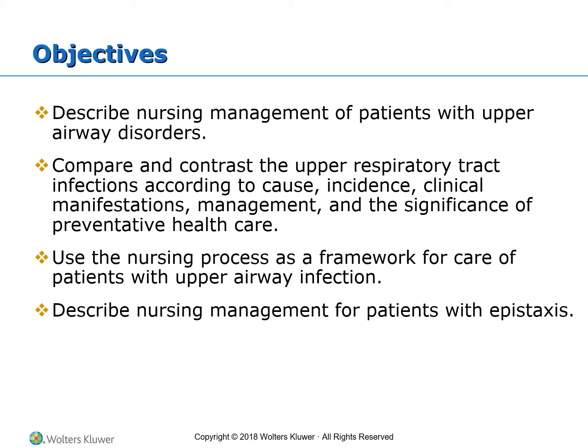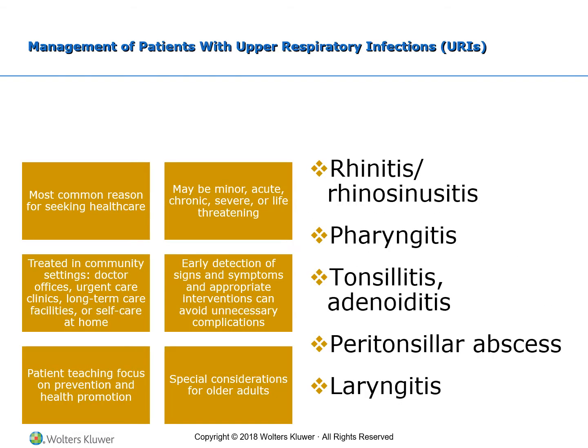So by the end of this chapter, you should be able to describe nursing management of patients with an upper airway disorder, compare and contrast the upper respiratory tract infections according to their cause, their incidence, their clinical manifestations, the management of the infection, and the significance of preventative health care. You should also be able to use the nursing process as a framework for care of your patient with an upper airway infection and describe nursing management for a patient with epistaxis.